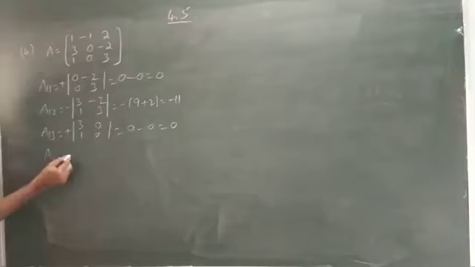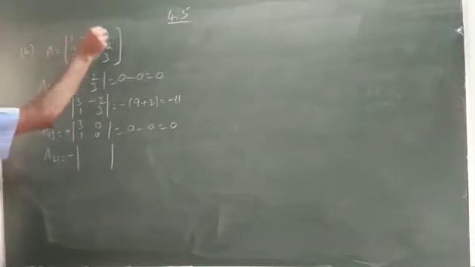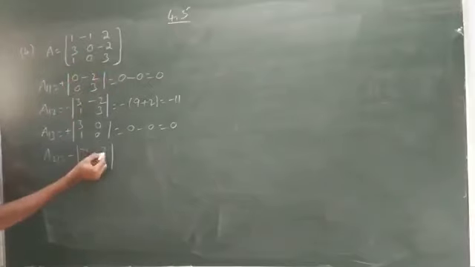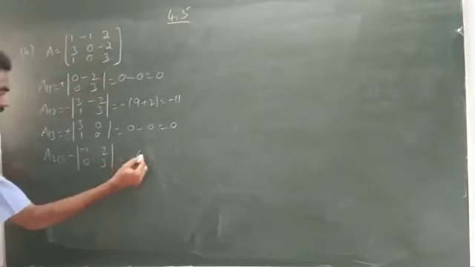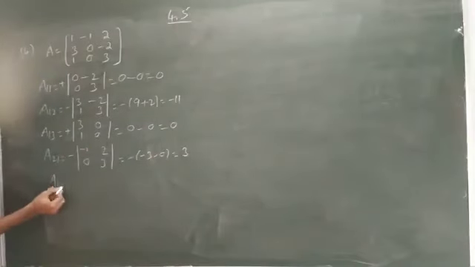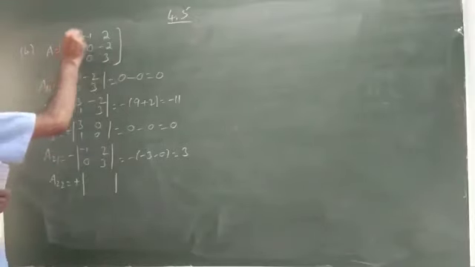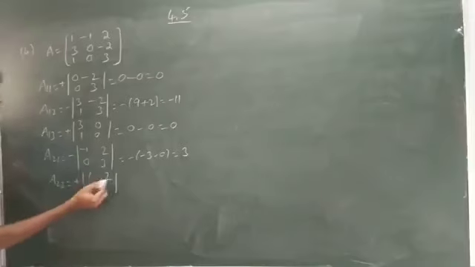I take up A21, sign is negative, the cofactor of 3 you want, minus 1, 2, 0, 3, minus of minus 3, minus 0, it is equal to plus 3. I take up A22, the sign is plus, you want the cofactor of 0 here, leave that row and column, 1, 2, 1, 3 we get.